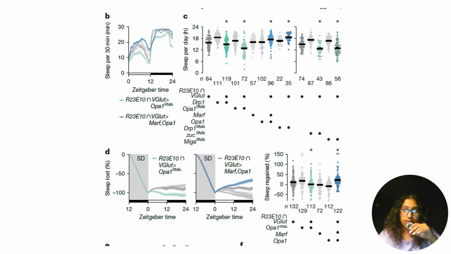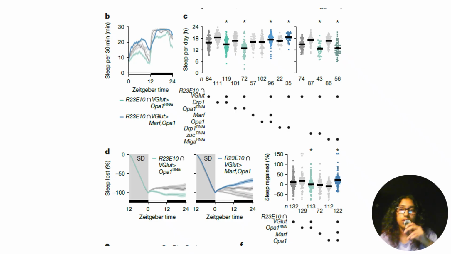The OPA1 increases mitochondrial efficiency and reduces the oxidative stress, which then lowers the sleep pressure. So, yeah, this is about OPA1. Now comes MARF, which is the mitofusin.